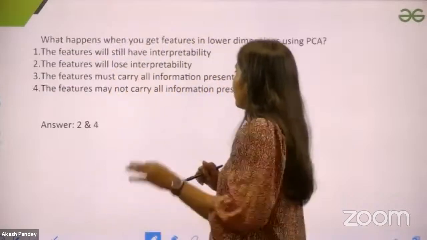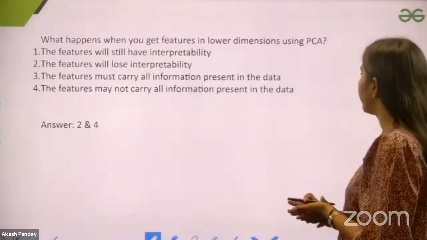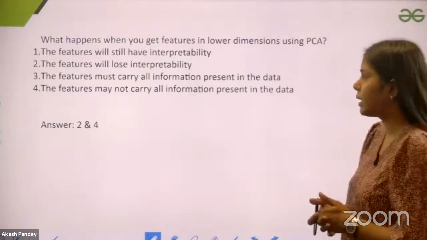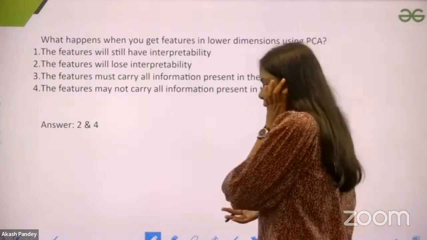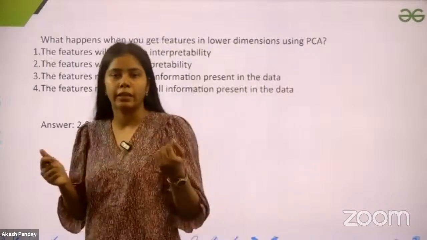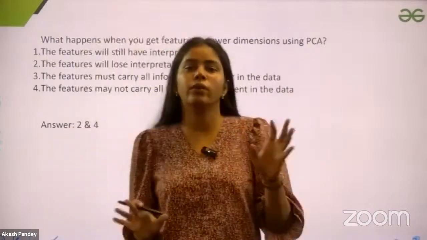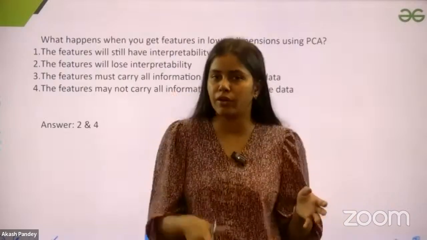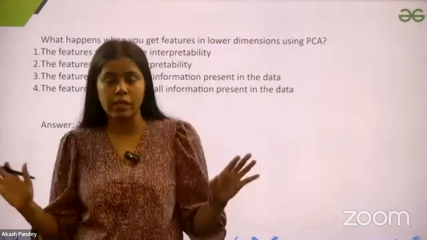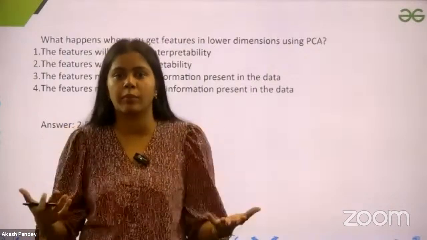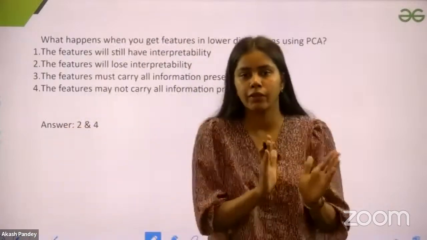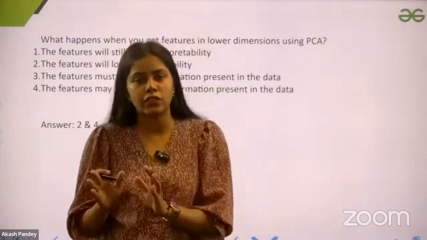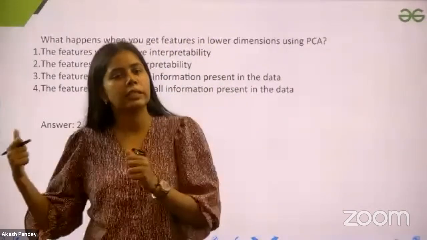Now, next question is, what happens when you get features in lower dimension using PCA? The features will still have interpretability. So let's suppose you are predicting the price of a house. You have a number of features, like room size, number of rooms, size of the house. These features are interpretable: this is given to you as number of rooms, the next feature is size of the house, the next feature is number of washrooms in the house. All these things are given to you.